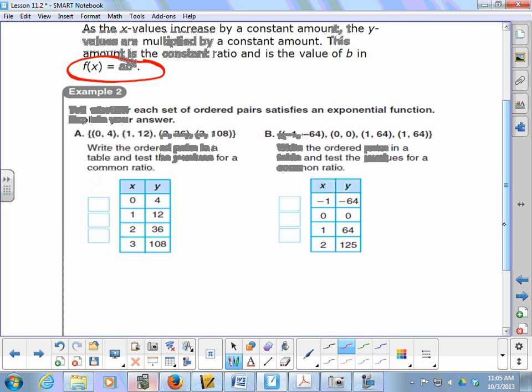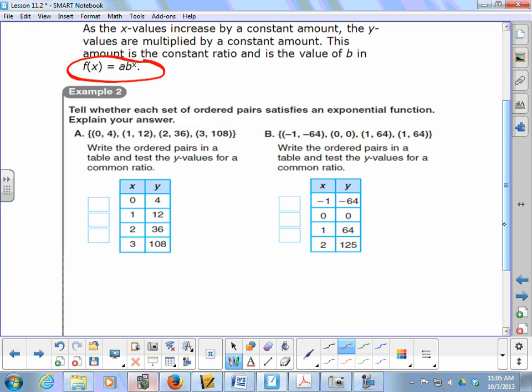So tell whether each set of ordered pairs satisfies an exponential function. Explain your answer. Okay. So the first thing we have to do when we have a set of data and we're trying to determine whether it represents any kind of a function is by looking at the values of x first of all. First thing is the values of x must change by a constant.